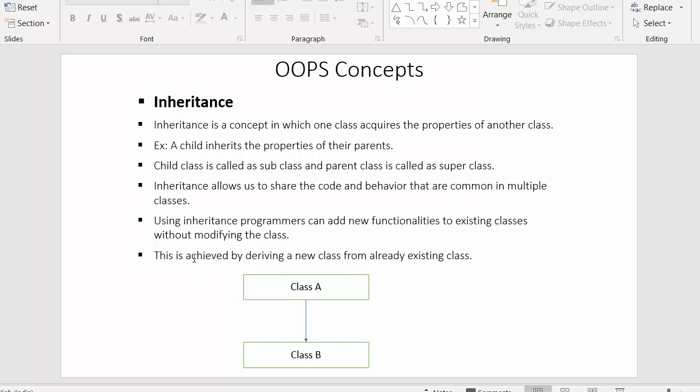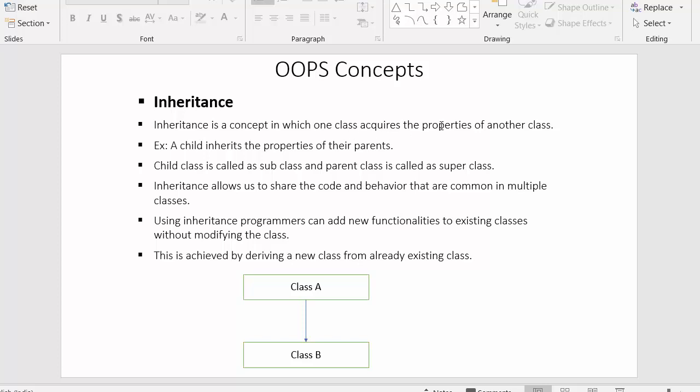Okay, so here I have listed down some points, and with the help of these points we will try to understand what this concept of inheritance is. Okay, so now let us discuss the first point. Inheritance is a concept in which one class acquires the properties of another class.